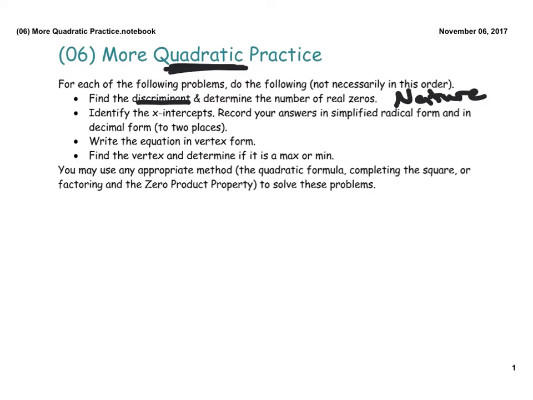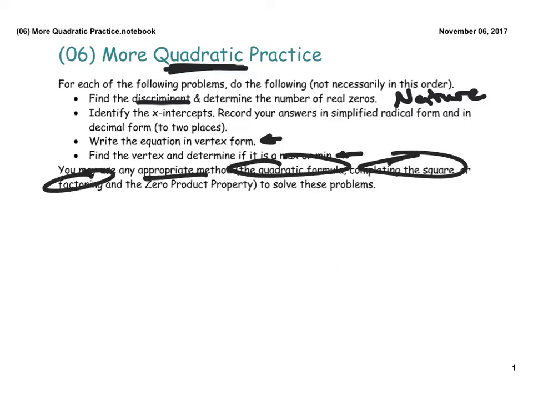We're going to identify x-intercepts, we're going to identify vertex form, and we're going to determine whether that vertex is a max or a min. And then we're going to talk about some strategies around appropriate methods here. We know that the quadratic formula, completing the square, and factoring are all legitimate methods in order to find solutions. So we're going to try to talk about which method is going to be most effective depending on what type of a quadratic you get.